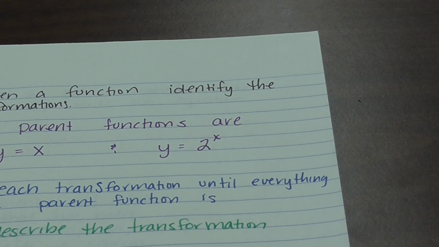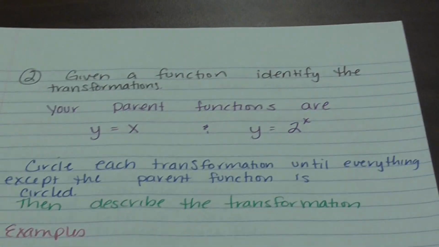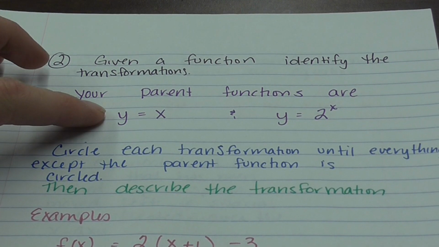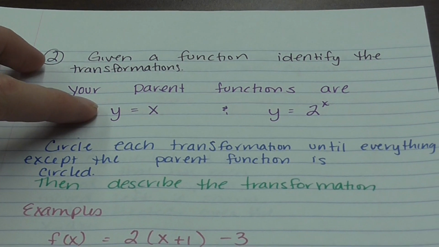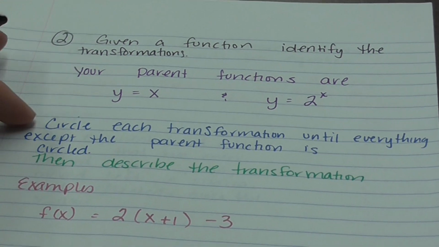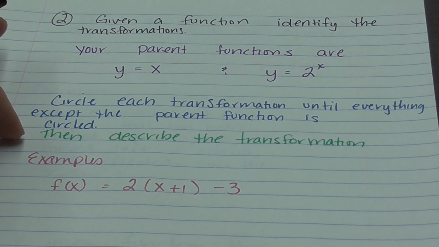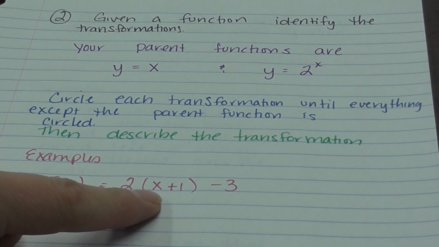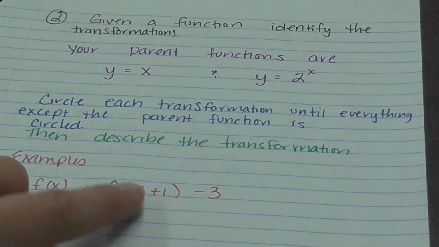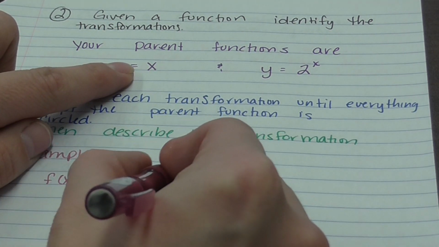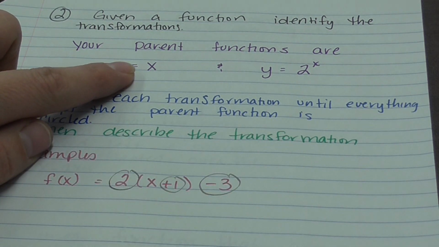All right, given a function, identify the transformations. So you got to keep in mind our two parent functions are going to be y equals x and y equals 2 to the x power. All right, so first thing you do is circle the transformations until everything except the parent function is circled, and then describe the transformation. So this one, the x is on the ground floor, so that's going to be my parent function. So I'm going to circle everything except x. Okay?